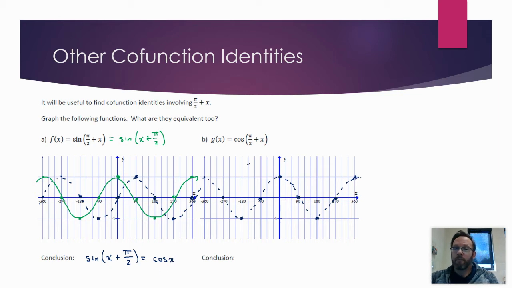Why don't you try the next one, graph that shifted cosine function, and see if you can create the cofunction identity for that remaining one. So maybe you want to pause the video and give that one a try. Or I'm going to do it right now. You can follow along with me. I'm going to switch back to green. So in the same way, this one, cosine of pi over 2 plus x, is the same as cosine of x plus pi over 2. And we're just going to shift our cosine function left.